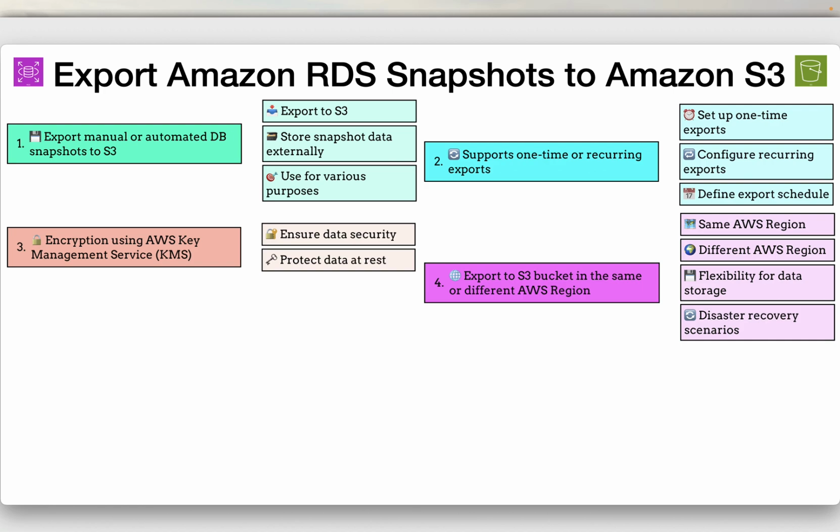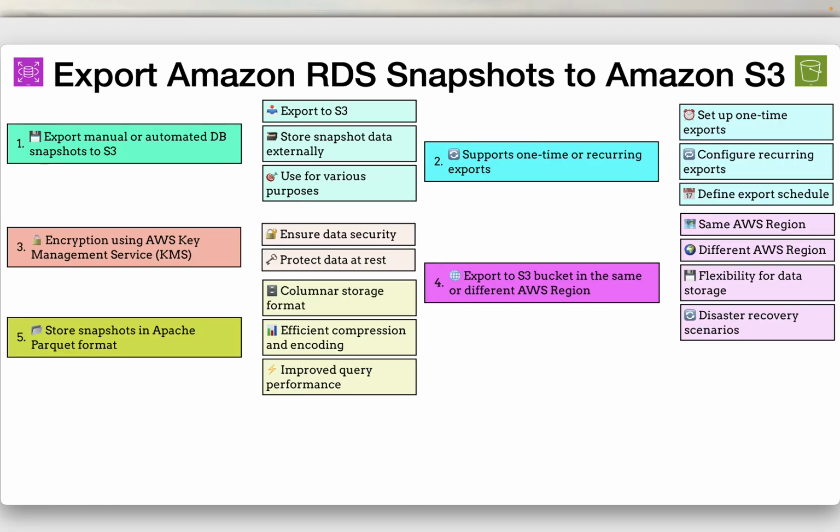Fourth, export to S3 bucket in the same or different AWS region. You can export snapshots to an S3 bucket in the same AWS region as your RDS instance, or to a bucket in a different region, providing flexibility for data storage and disaster recovery scenarios. Fifth, store snapshots in Apache Parquet format. The exported snapshots are stored in the Apache Parquet format, a columnar storage format that provides efficient compression and encoding schemes for improved query performance.